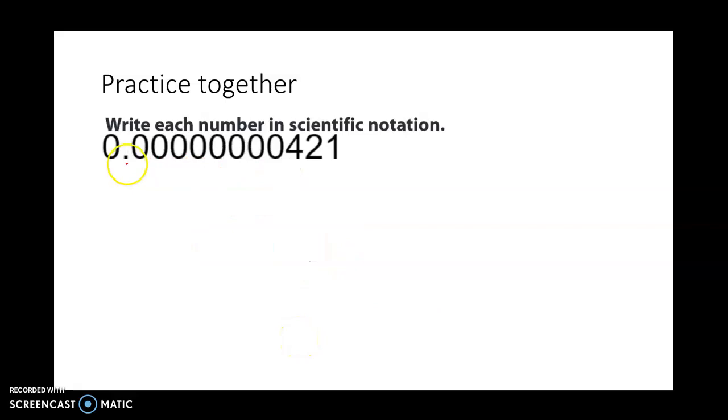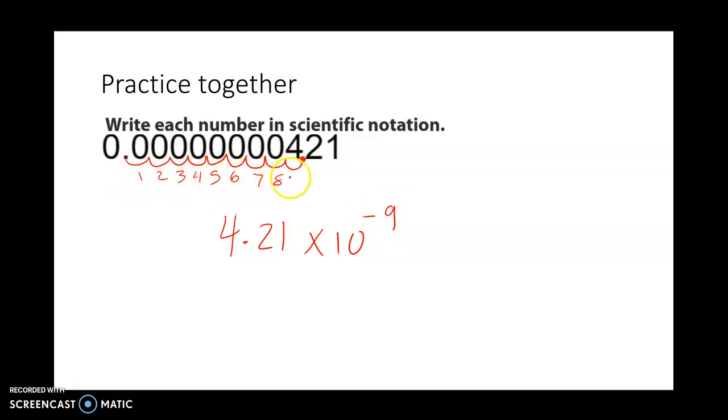Here's another one. 1, 2, 3, 4, 5, 6, 7, 8, 9. Don't go 10 because that's 42.1. So we need a number between 1 and 10. 1, 2, 3, 4, 5, 6, 7, 8, 9. I'm going to stop right there. 4.21 times 10 to the -9th. Right? 1, 2, 3, 4, 6, 7, 8, 9. And that is it.